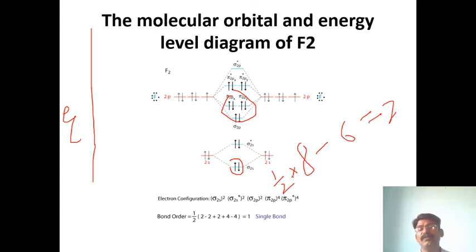And the molecular electron configuration is sigma 2s2, sigma star 2s2, sigma 2p2, pi 2px2, pi 2py2, and pi star 2px2 and pi star 2py2. So this is the molecular electron configuration.